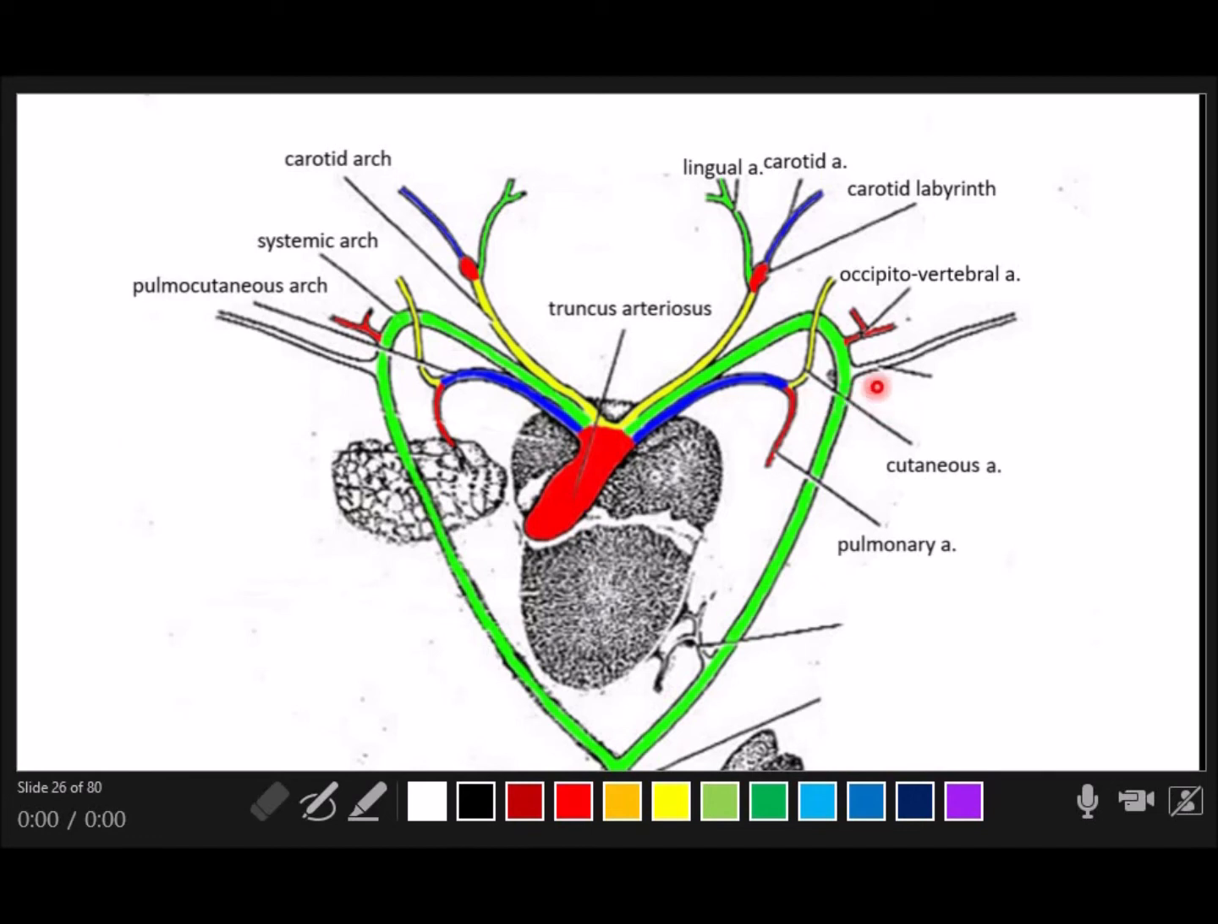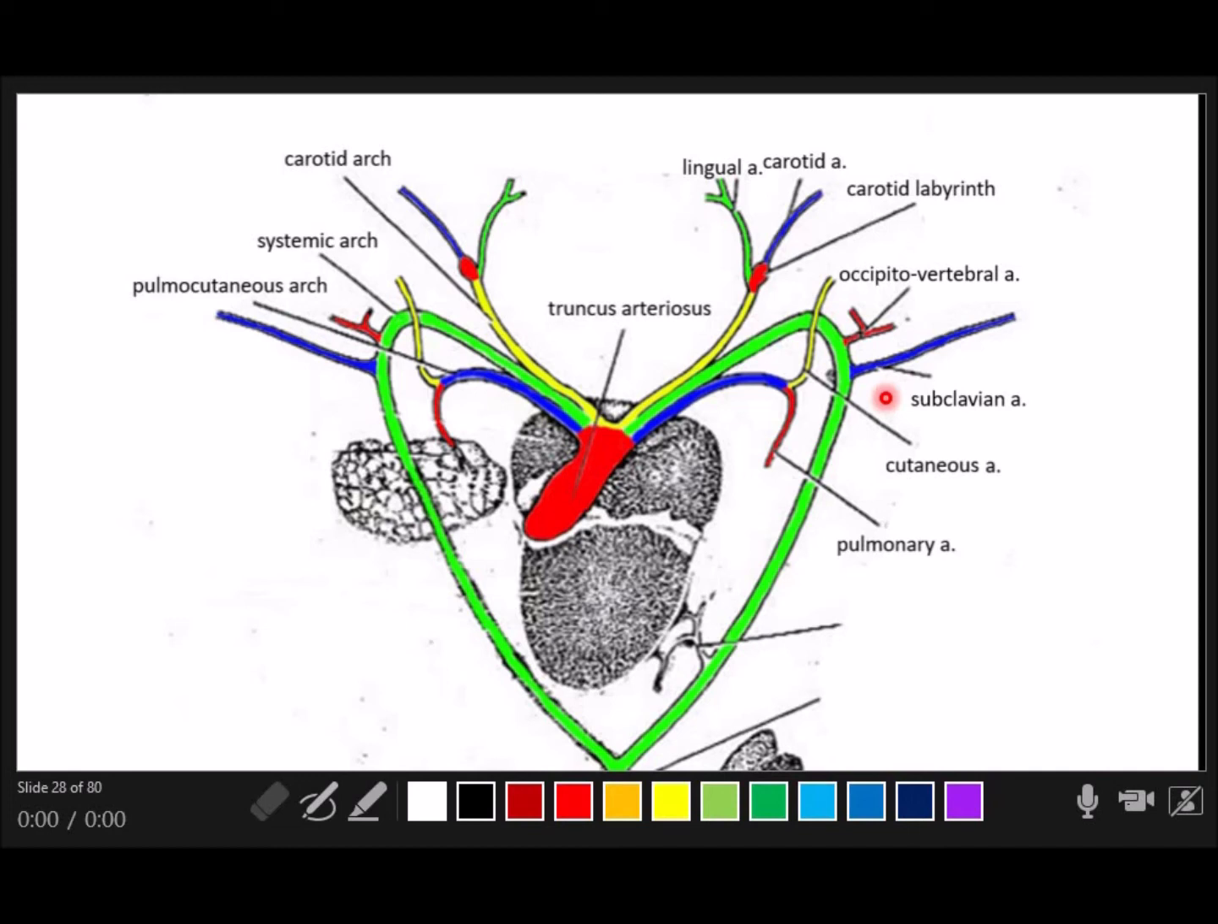Okay, let's move on to the next one. This branch, let me color it for you. This one is called subclavian vein. So we have taken subclavian artery before. Sorry, this is subclavian artery. We have taken subclavian vein before. So sub means below or under, and clavian means relating to the clavicle bone. So it runs under this bone.